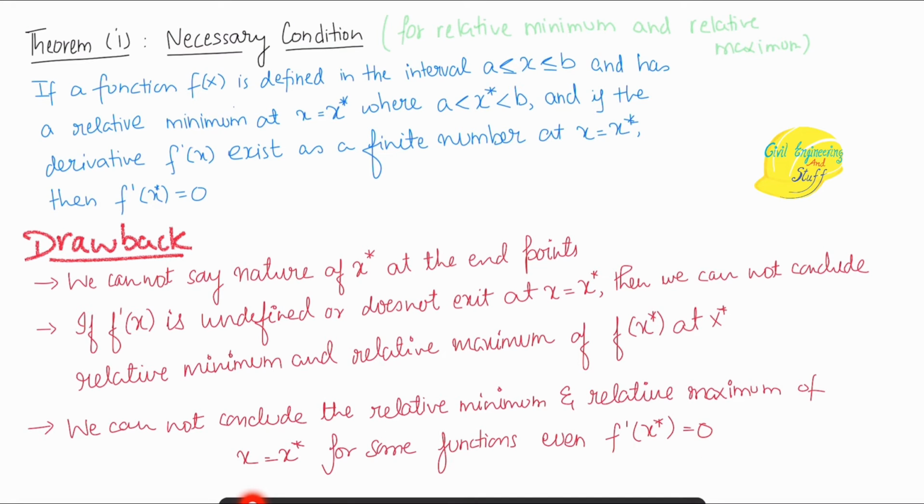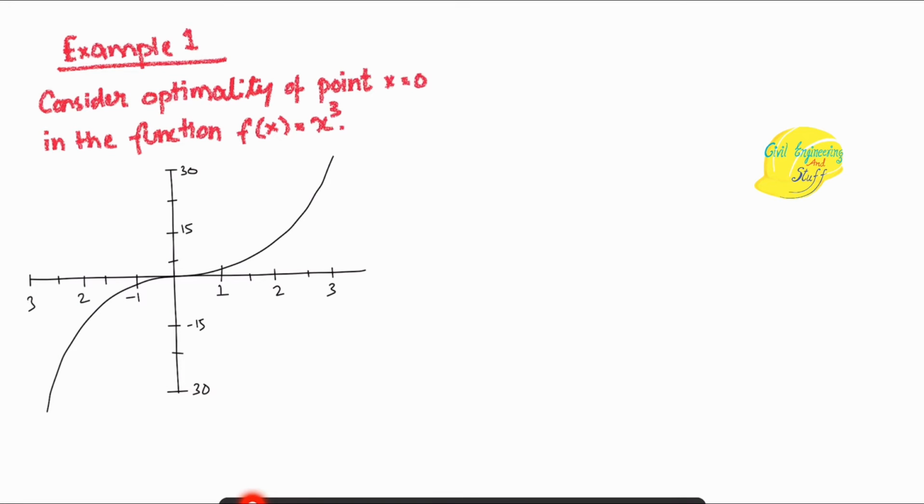So we cannot conclude whether the point is a relative minimum or relative maximum, even if there is a derivative. Even if f dash x star equal to 0, that is, the derivative of f of x is 0, we still cannot perfectly define the relative minimum or relative maximum point. Now this can be understood through this example.